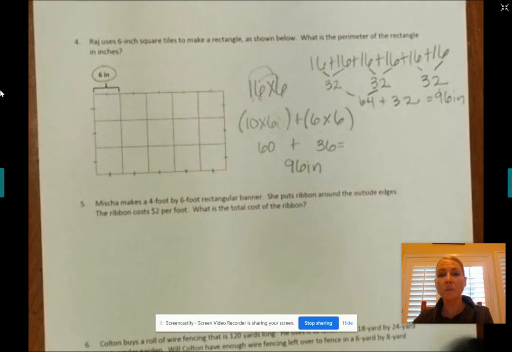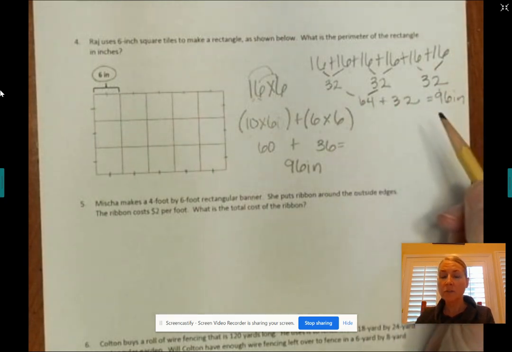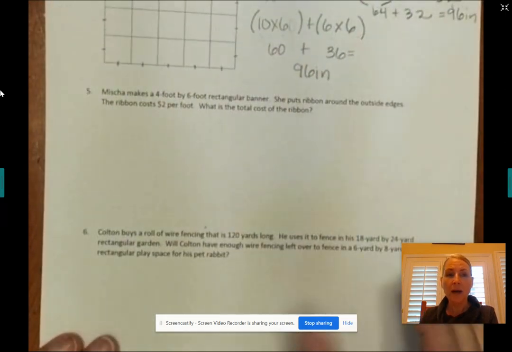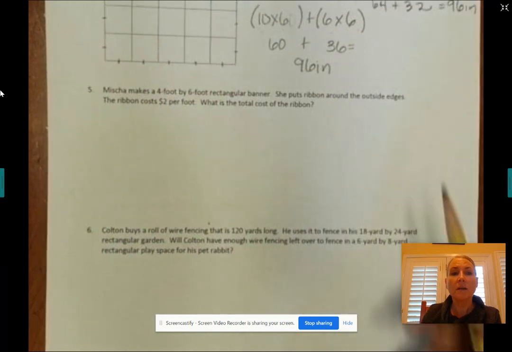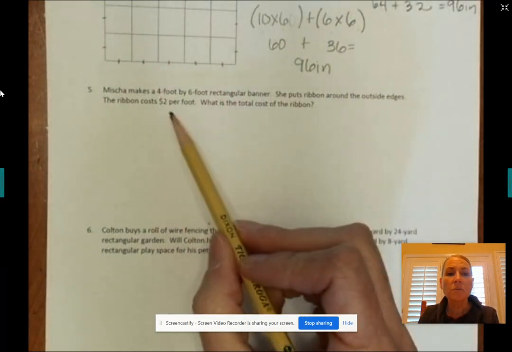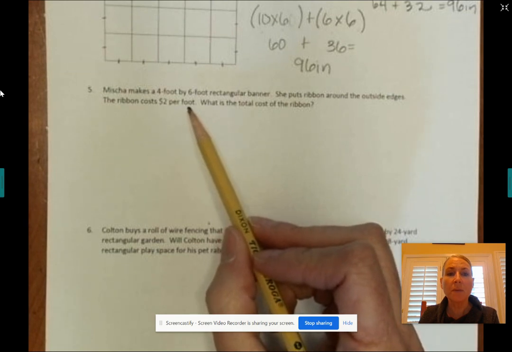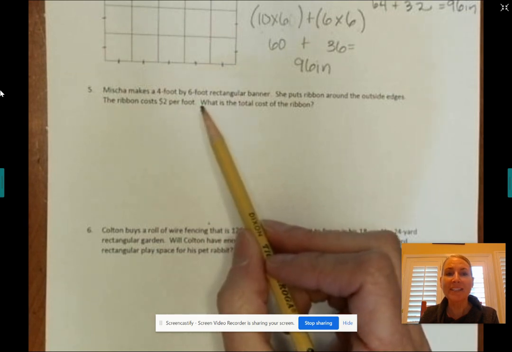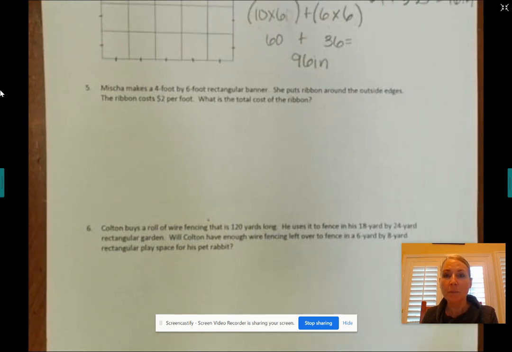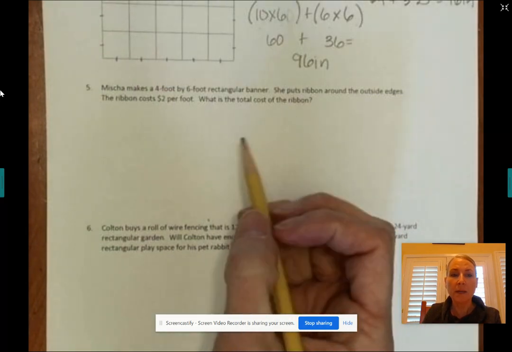Okay, so either way, do whatever strategy you feel like you are comfortable with and accurate with. All right, number 5 says Misha makes a 6 foot by 4 foot rectangular banner. She puts ribbon around the outside edges. The ribbon costs $2 per foot. What is the total cost of the ribbon?